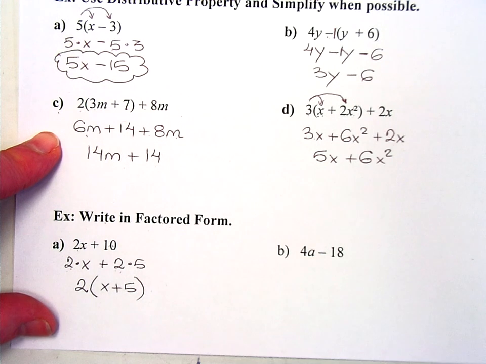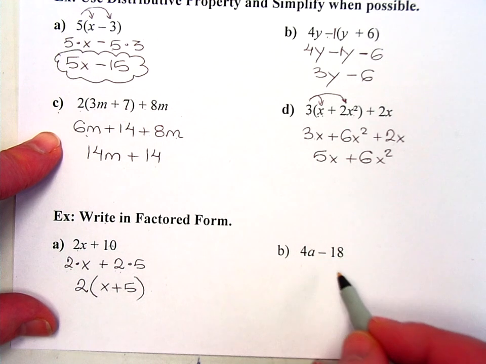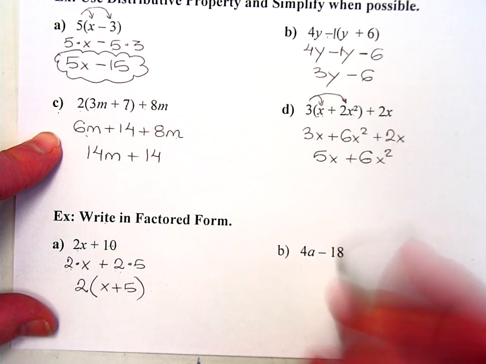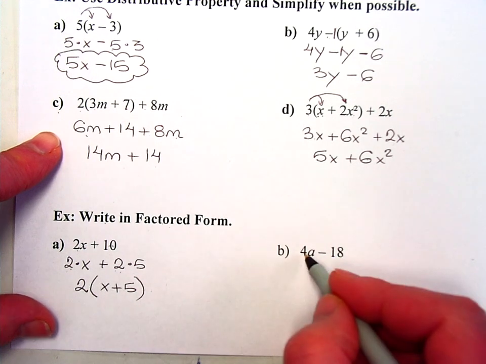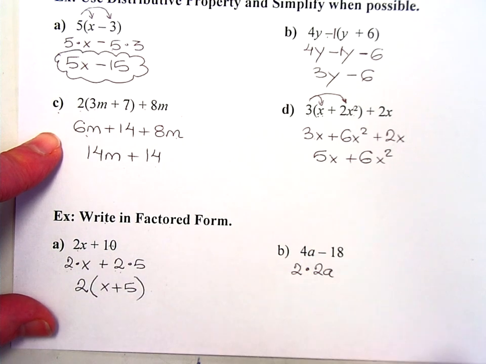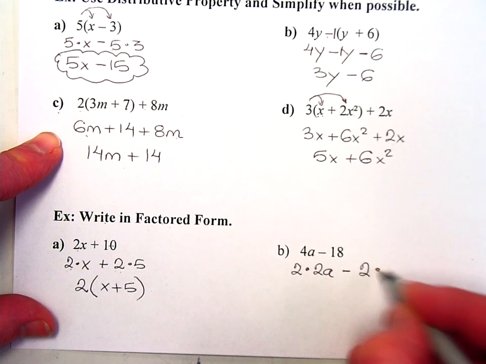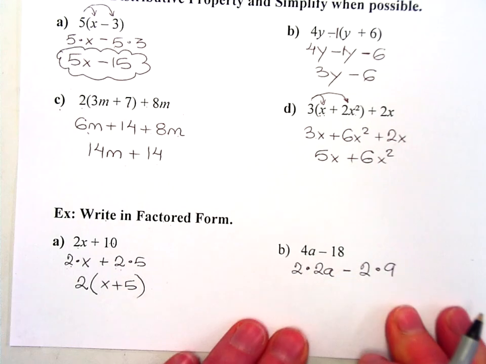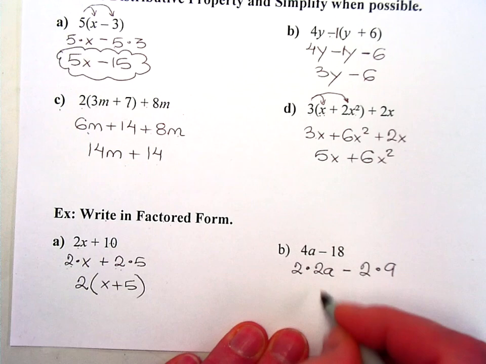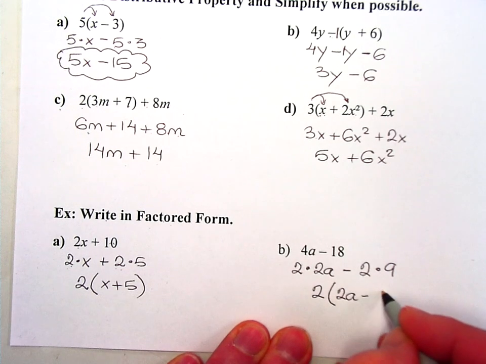For 4a minus 18, I can break 4a as 4 times a, but then 18 I cannot break into 4 times something evenly. But here is how I can break 4a. I can break it into 2 times 2a, minus 18 I can break into 2 times 9. And now I have the same number in both. Take it out. Everything else stays in.